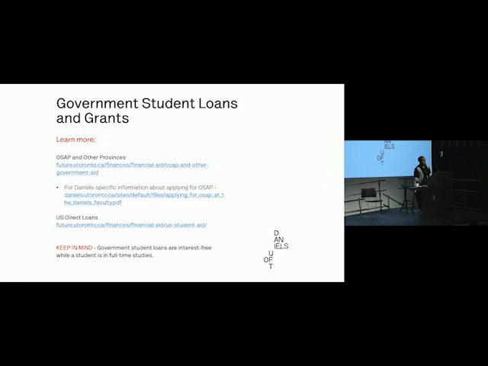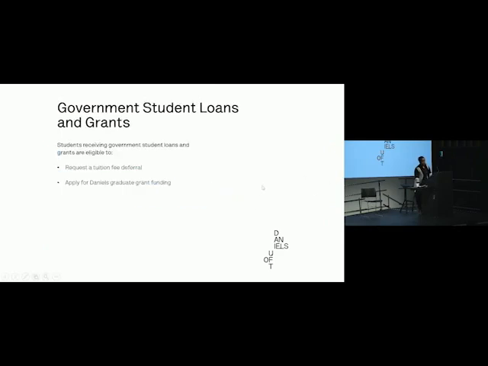As mentioned earlier, these are just some links in terms of OSAP and other provinces, as well as the U.S. direct loans that we have available. If you happen to also be coming from a different province, there's also out-of-province loans and applications that are available to you as well.